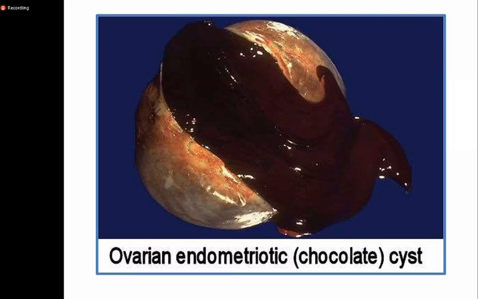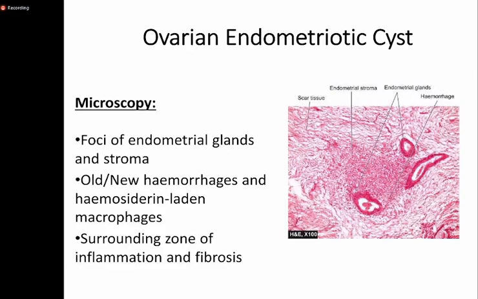So you'll see this quite often in your reading. Chocolate cysts are simply endometriotic cysts in the ovary. And the way they form is you have foci of ectopic endometrial glands in the ovarian stroma. Then the cyclic old and new hemorrhages, then involution cleared away by macrophages that tend to be hemosiderin-laden, and often there's a surrounding zone of inflammation and fibrosis, sort of walling off the cyst.